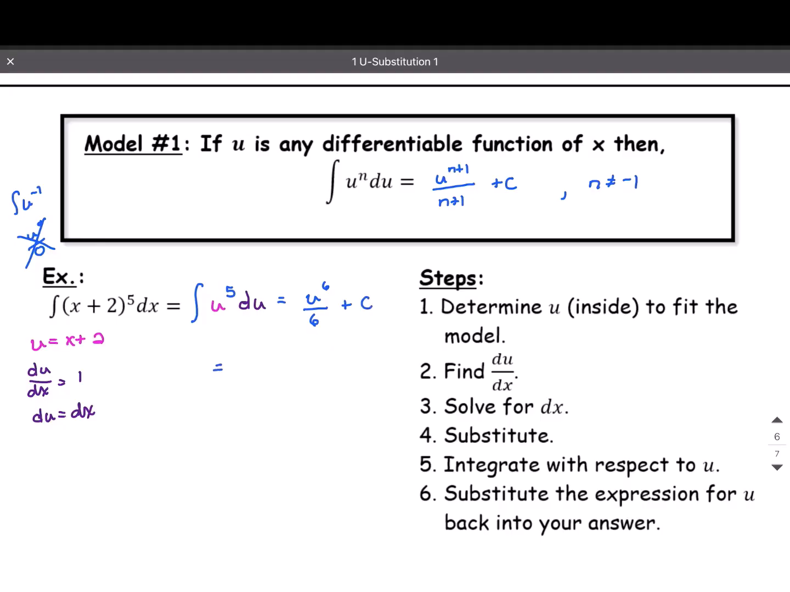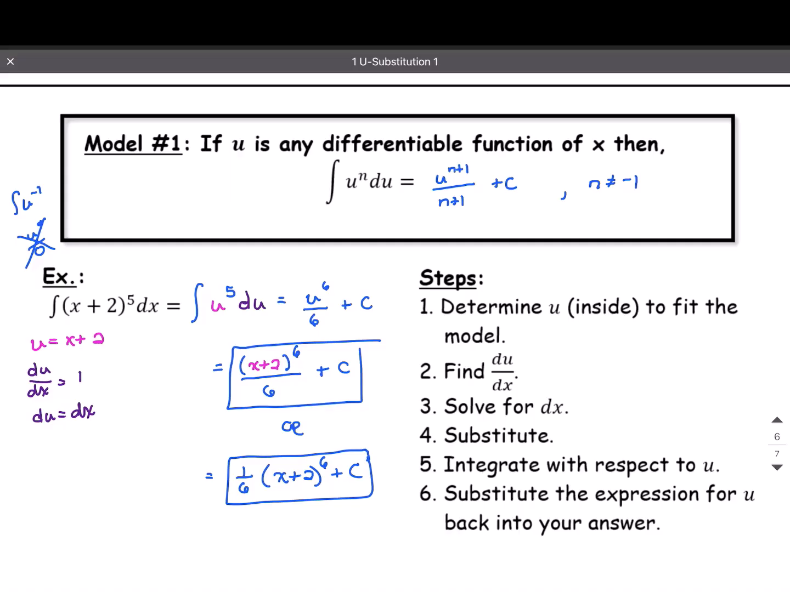Last step, go back. What was u? u was x plus 2. Don't forget to raise it to the 6th over 6 plus c. And by the way, yes, it's okay if you write it that way. It's also okay if you write 1/6 times (x plus 2) to the 6th plus c. Either way, they are equivalent, does not matter to me. Okay, so far so good.